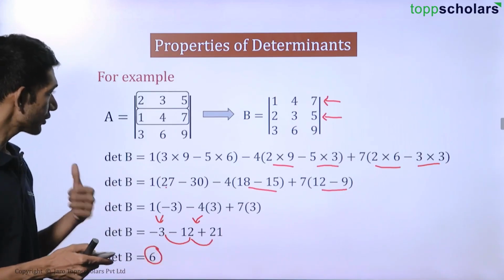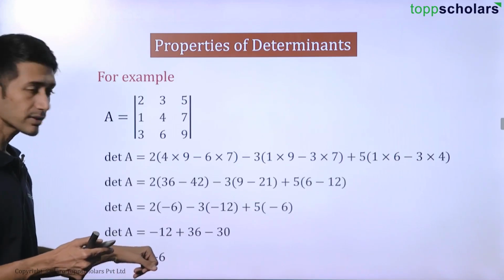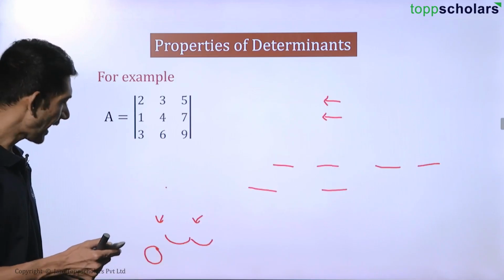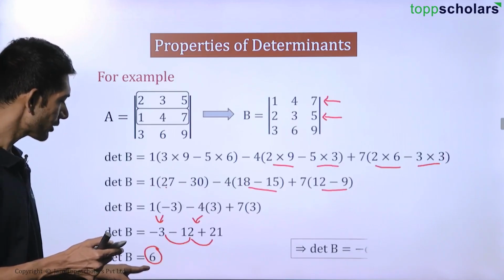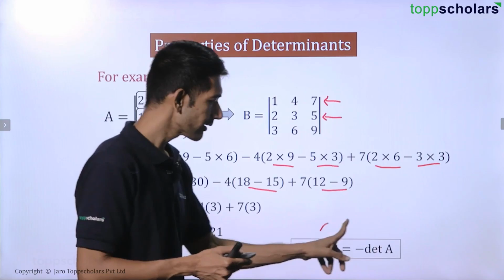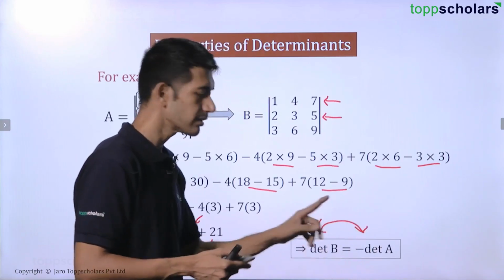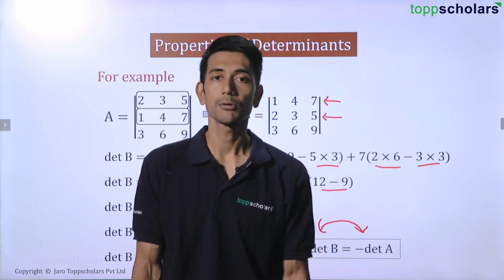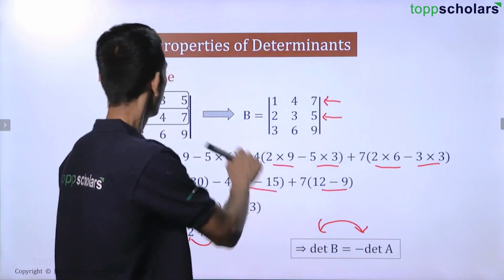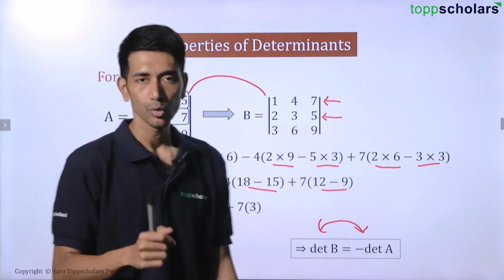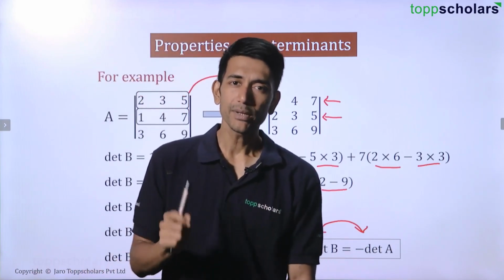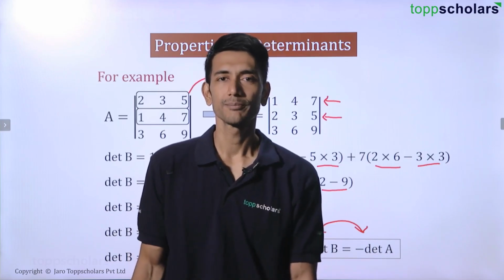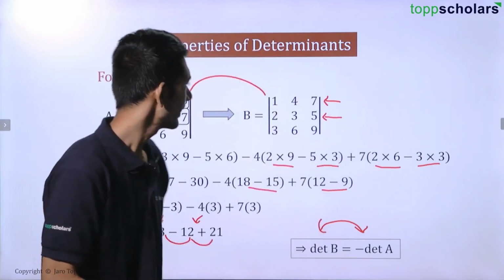Now, can I show you the previous slide? Determinant of A was minus 6, right? So determinant of A is minus 6 and the determinant of B is how much? Determinant of B is 6. So can I say both of them are negative of each other? And why did we get negative of each other? We got negative of each other because we have interchanged the two rows. Now, even if you interchange the two columns, then also you are going to get the same result. Clear? Okay, let's continue.